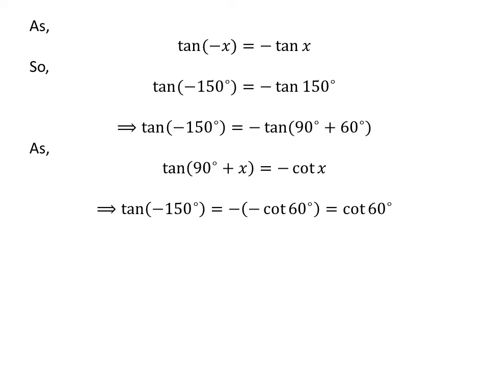So tangent of minus 150 degree is equal to minus of cotangent of 60 degree, which is equal to cotangent of 60 degree, as minus of minus is plus. We know the value of cotangent of 60 degree is equal to 1 upon square root of 3. So we get the value of tangent of minus 150 degree is equal to 1 upon square root of 3.